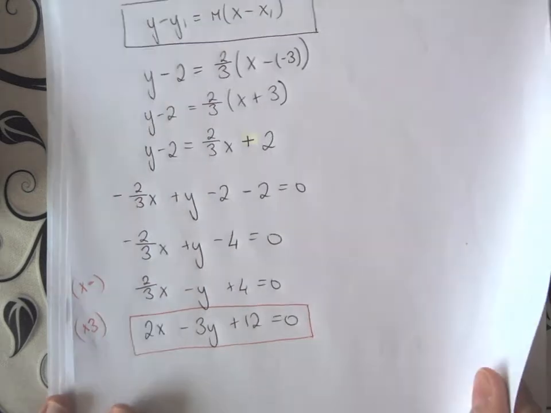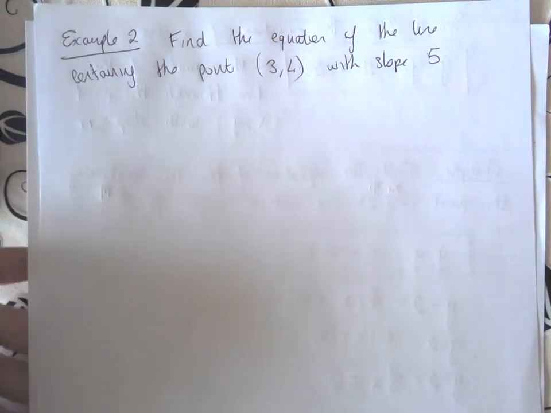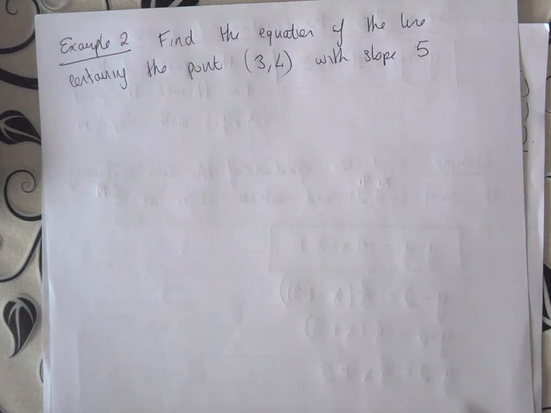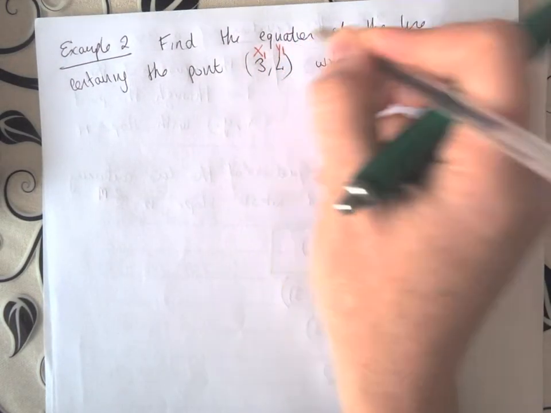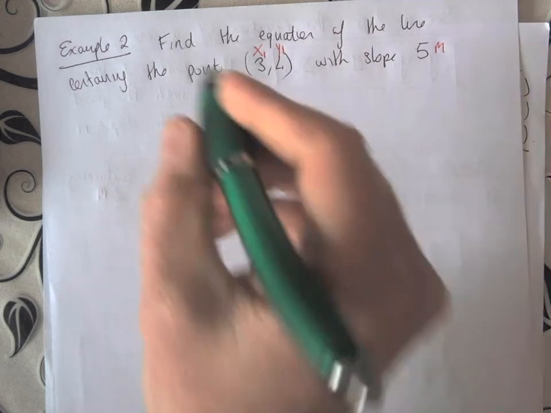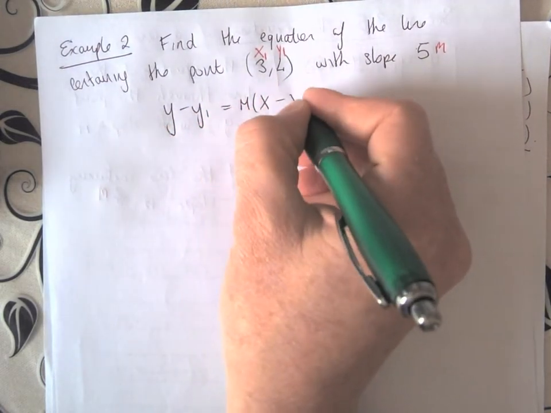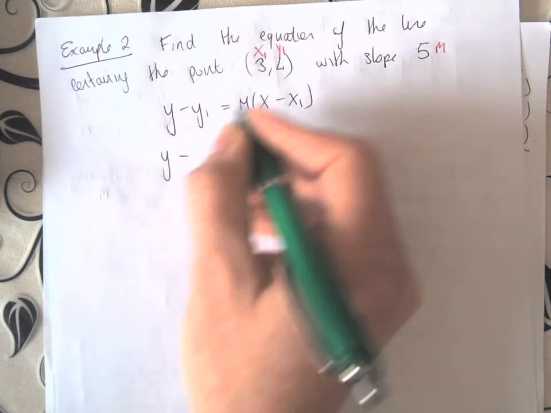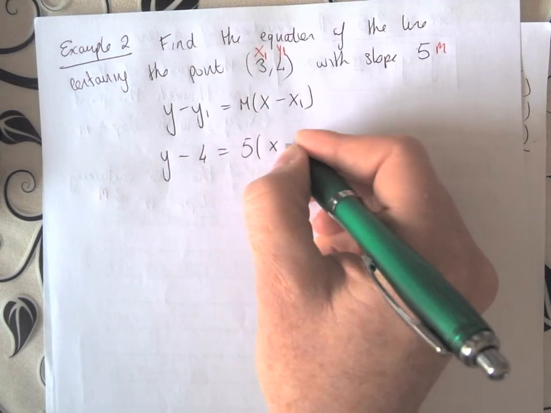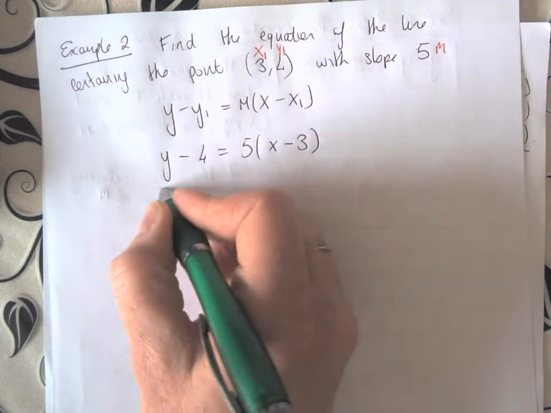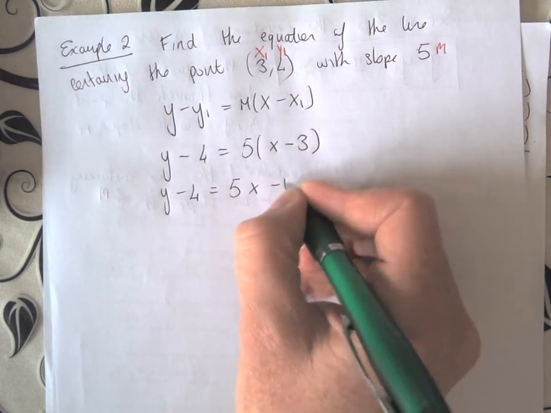Alright, we'll try another example. Find the equation of the line containing the point 3, 4 with slope 5. So again, this is x1, this is y1, and this is m. So y minus y1 equals m into x minus x1. So y minus 4 equals 5 into x minus 3. So here in this one we don't have a fraction, which is nice.